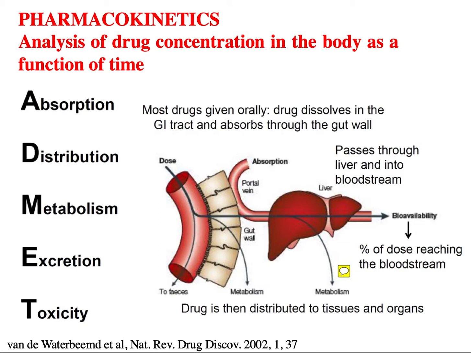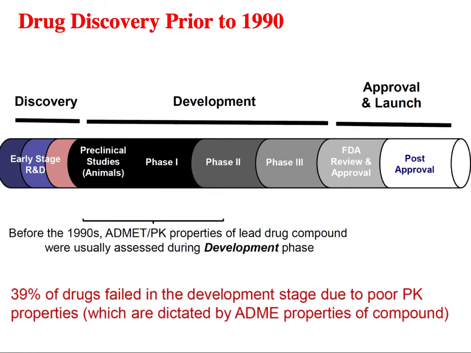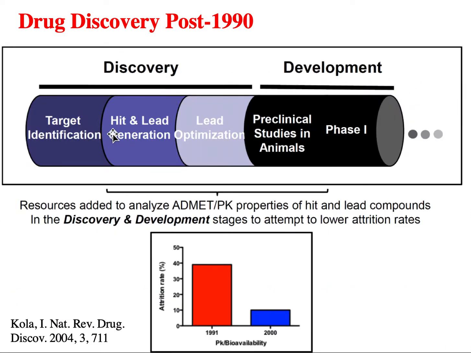And so we need to be able to predict that with a high degree of accuracy, because that's what's going to determine how you dose the drug, and it's also going to determine drug-drug interactions, etc. Prior to 1990, this isn't a history class, but this was assessed during the development phase. But now we are trying to think about ADME, ADMET, or pharmacokinetics the whole time, basically.